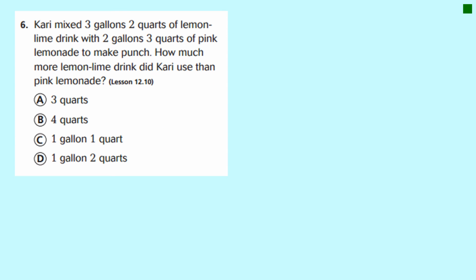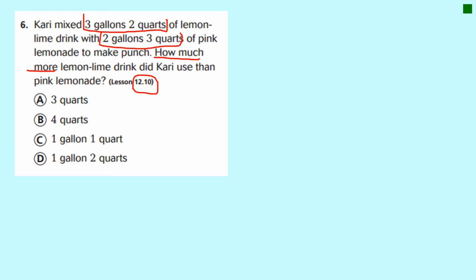All right, now let's pop down here to the review. Chapter 12, Lesson 10. We just finished this one. Carrie mixed 3 gallons, 2 quarts of lemonade drink with 2 gallons, 3 quarts of pink lemonade to make punch. How much more lemon lime drink did Carrie use than pink lemonade? All right, let's go reread this now. Oh, so she's making a mystery drink here, a lemon lime drink and pink lemonade together. I wonder what color that is.